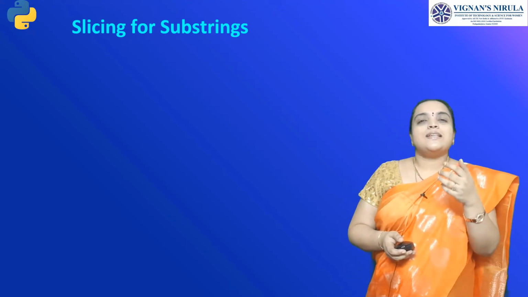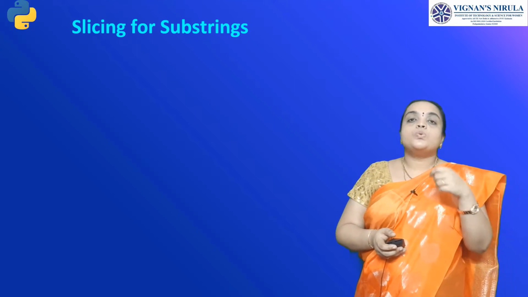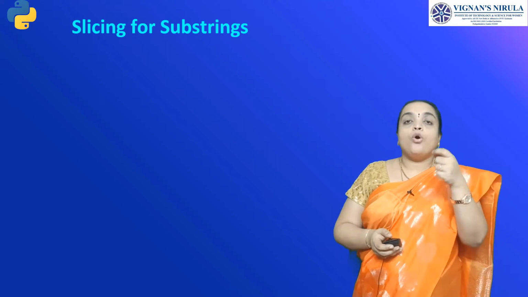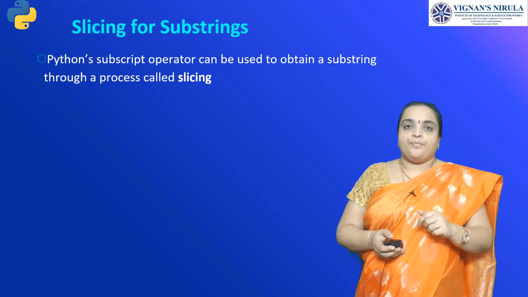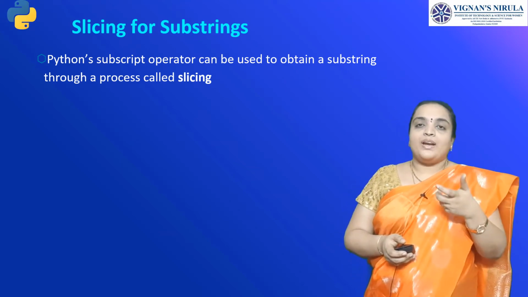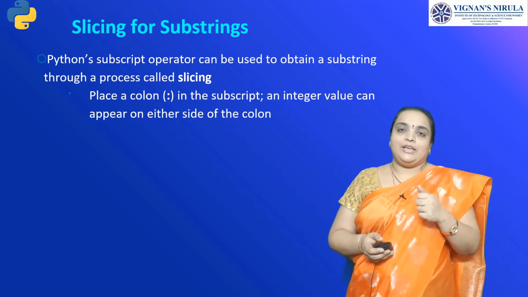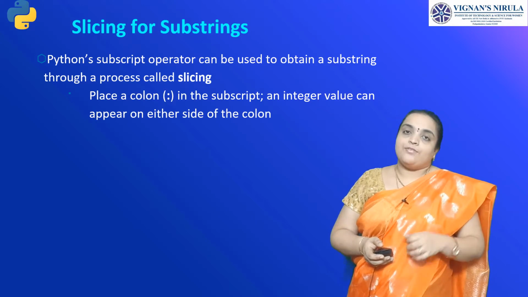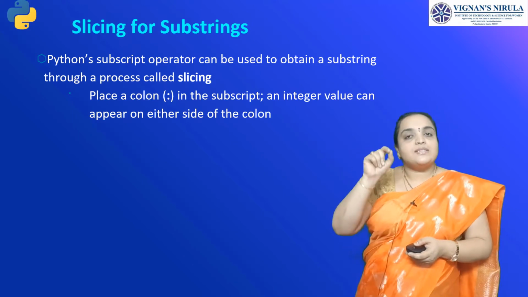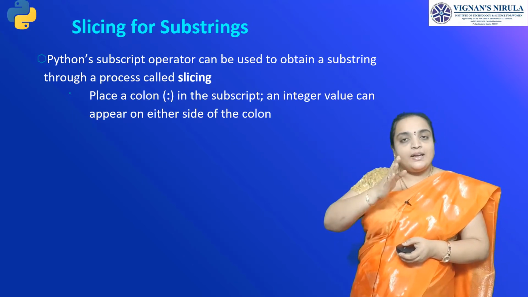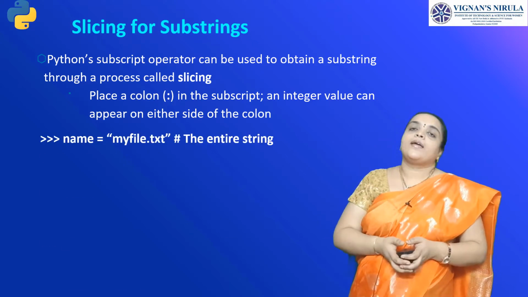Then talking about slicing for substring. Slicing means extracting a substring from a string by using the colon operator. Here the colon operator is used to differentiate the start and end of the string. The Python subscript operator can be used to obtain a substring through a process called slicing. For this you are using the colon symbol in your subscript. It specifies the start index and end index of a character.